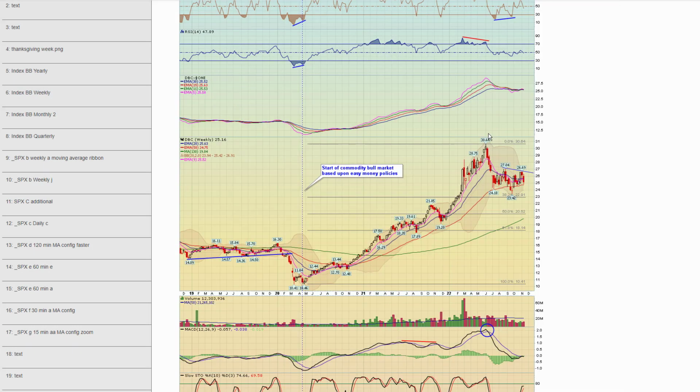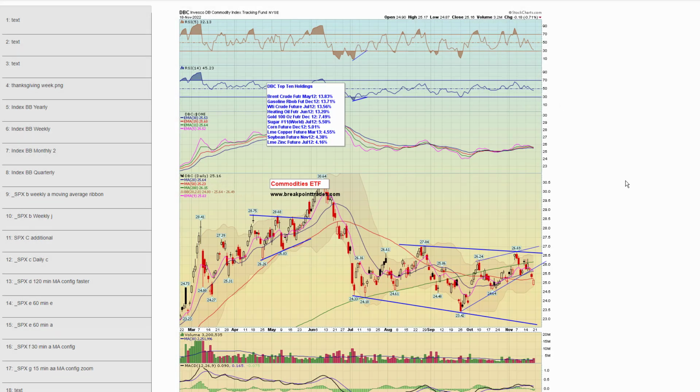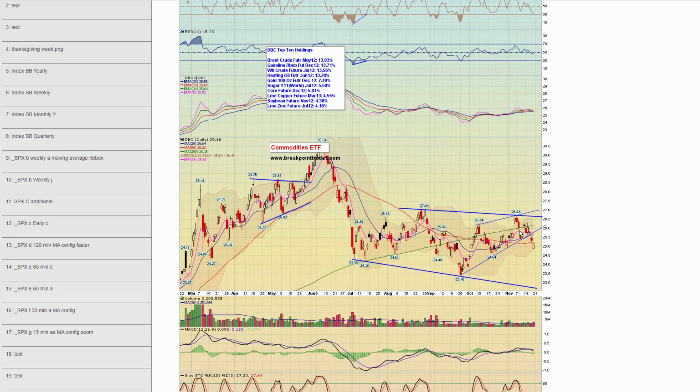Next, let's move on to commodities, chart 57, DBC, weekly view down 3.8%. Next, chart 58, here's the daily view. We were showing this little wedge pattern the previous week. We broke that to the downside.